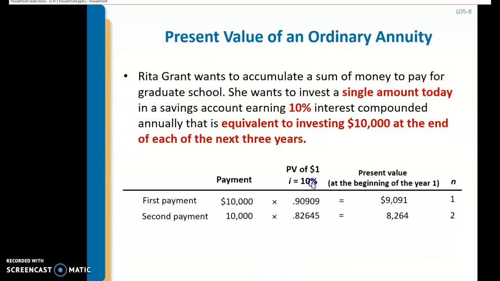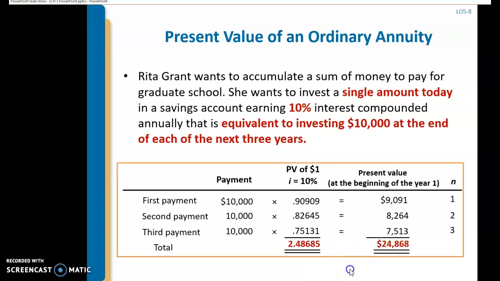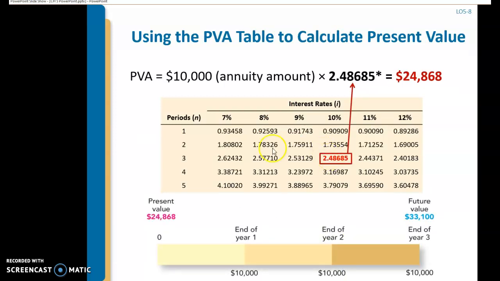The slide's going to do it the long way for you, coming up with the same number we just got looking at the tables, 24,868. And then the slides will show you the same way that we just did it, using the present value of an annuity table.